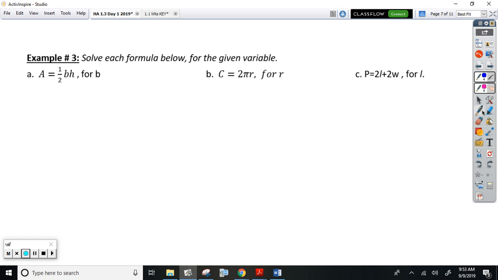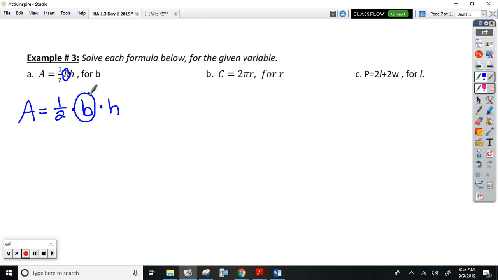This one we're solving for B. So I'm going to circle my B or highlight it just to make it stand out. I want to leave B where it's at, so I need to move the 1/2 over and the H over. So what should I do to move those around? What operations do we see going on between those things? Multiplication, right? This is 1/2 times B times H, and we want to solve for B.